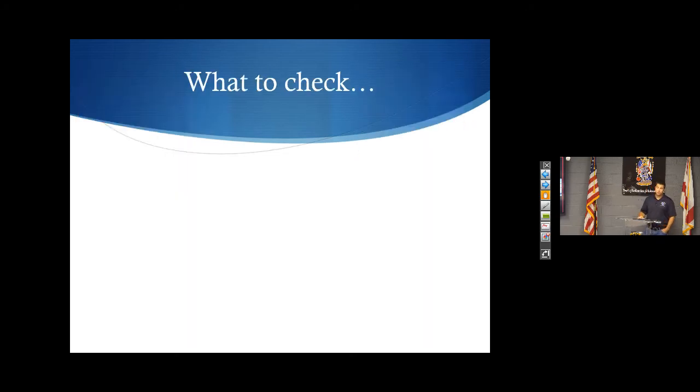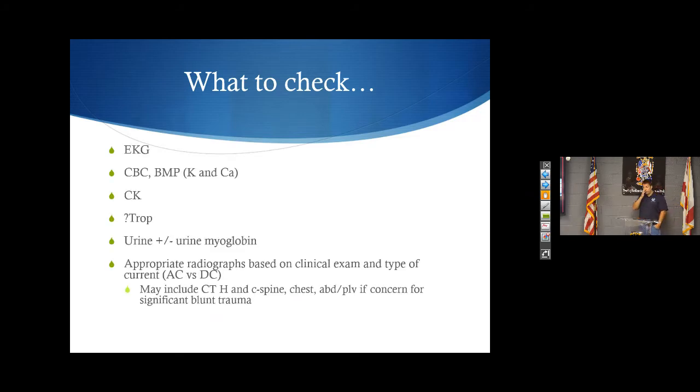All right, so some things that we're going to check when you get these patients to us. We're going to get an EKG. Hopefully you've already done one as well. We're going to look at a CBC, a BNP, specifically looking at electrolytes. We're going to get a CK. This goes back to the rhabdomyolysis, cell destruction, release of cellular contents, creatine kinase. This is a number we're going to look at to consider whether the patient has any potential for renal injury, that acute kidney injury.